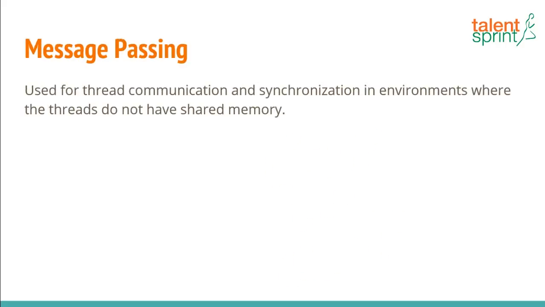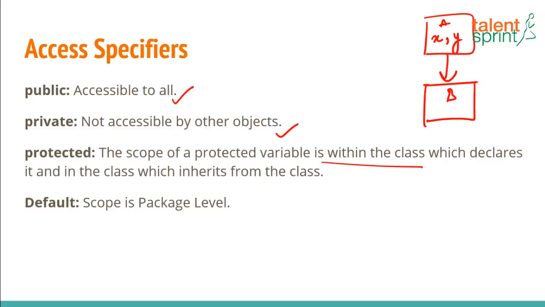Next up is message passing. It's used for thread communication and synchronization in environments where the threads do not have shared memory. So when they don't have shared memory to pass on the data to each other, they use message passing.